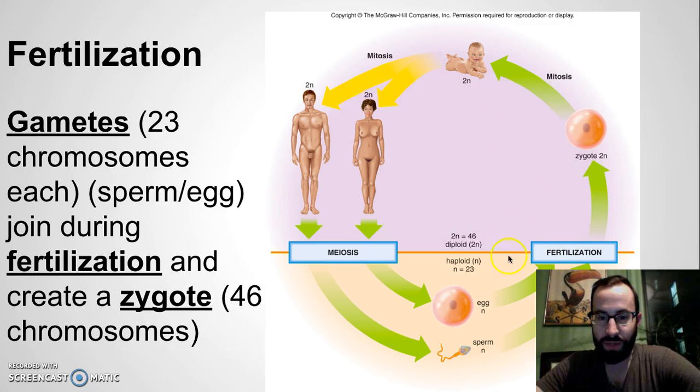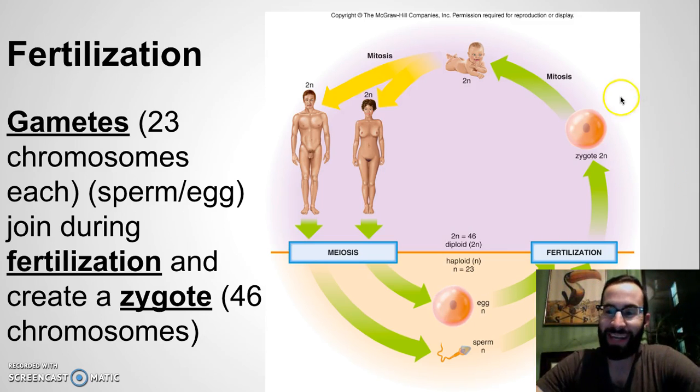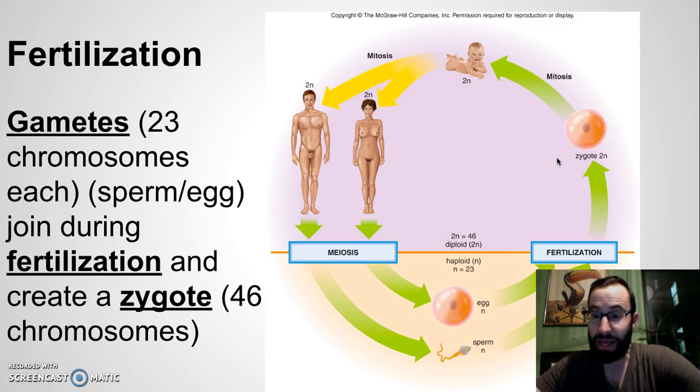Now we focus in over here on fertilization. Fertilization is what happens when the sperm and the egg meet. This happens when the 23 chromosomes of the egg and the 23 chromosomes of the sperm join together inside of the fallopian tube of a female or a woman. When this happens, fertilization occurs and we create a cell which is called a zygote. A zygote is just a fancy scientific name for a fertilized egg.